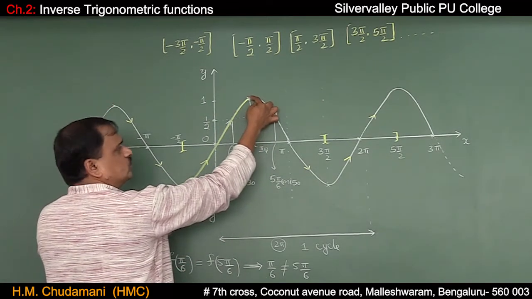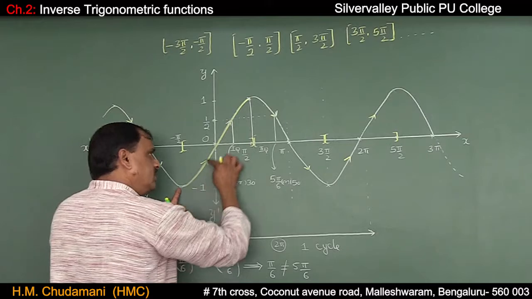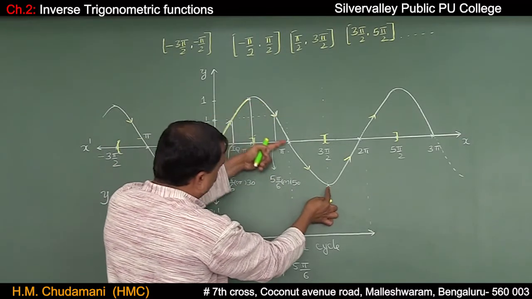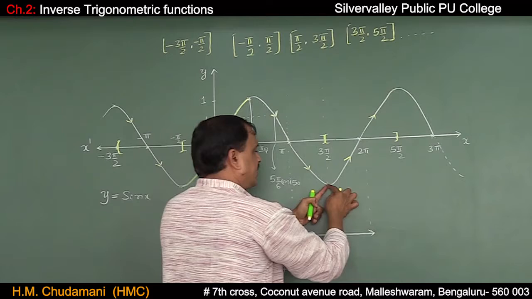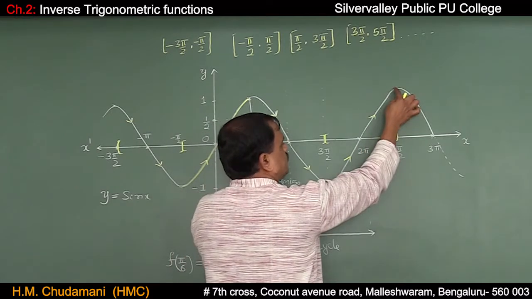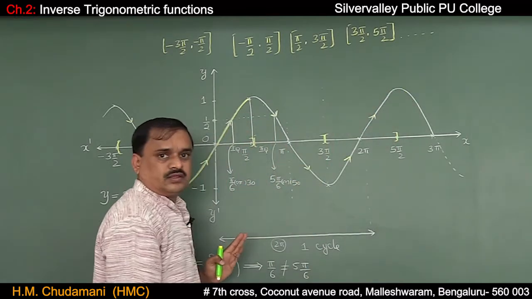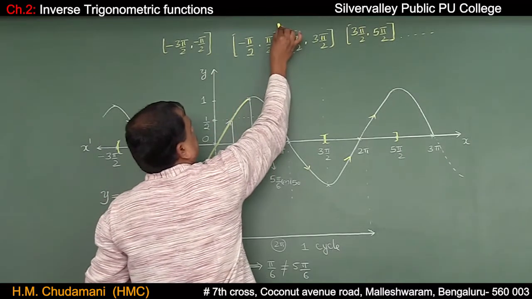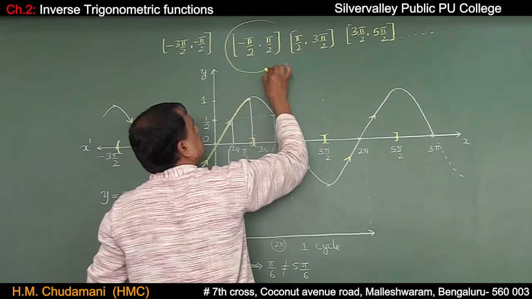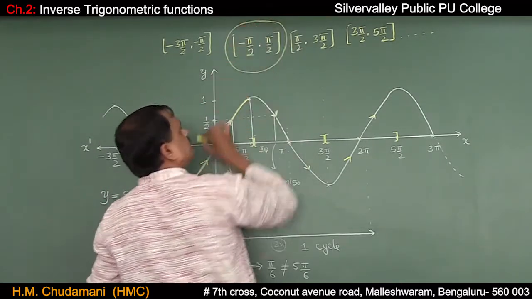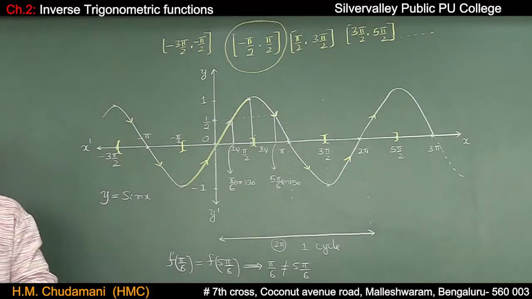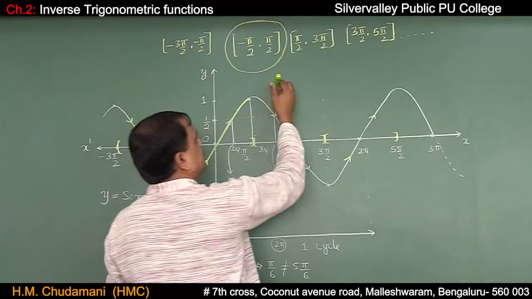Minus pi by 2 to plus pi by 2, only increasing. Pi by 2 to 3 pi by 2, only decreasing. Or else 3 pi by 2 to 5 pi by 2, only increasing. So, in these values, observe this, this is the least value. Numerically, least value.